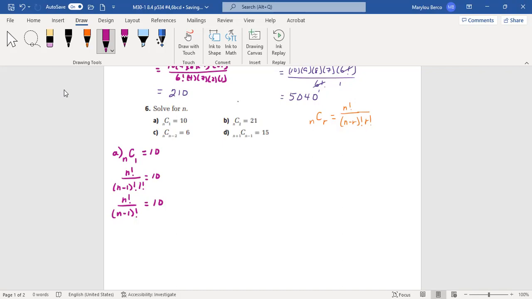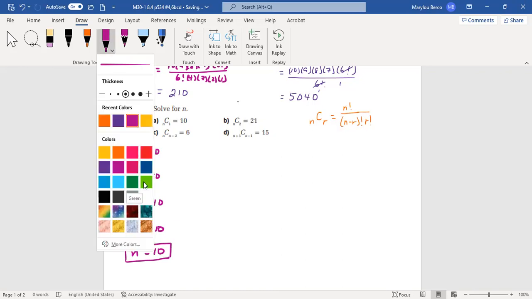So we have n times n minus 1 factorial over n minus 1 factorial equals 10. And beautifully, these cancel out, and we end up with n equals 10. That's for A. Let's take a look at B. Use a different color.